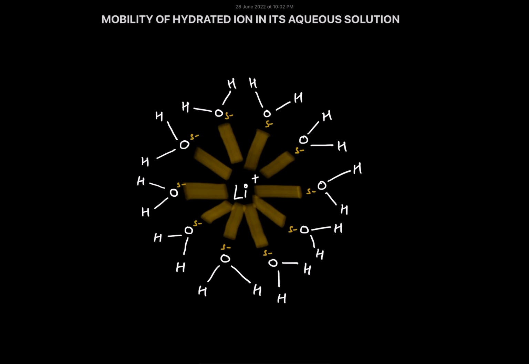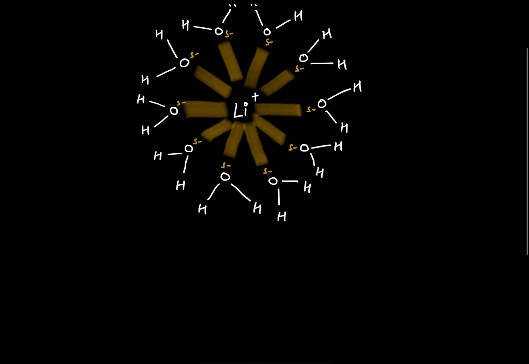Now more water molecules will surround the Li positive, so a bigger ion will form with a larger radius. If more water molecules are surrounding the Li positive ion, that means it is forming a heavier hydrated ion. So the heavier hydrated ion will have lesser mobility in the solution. So let me write this first for you.